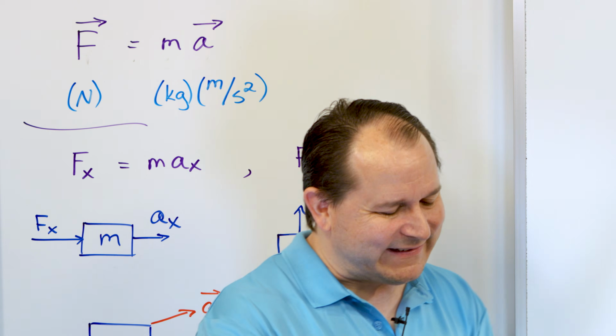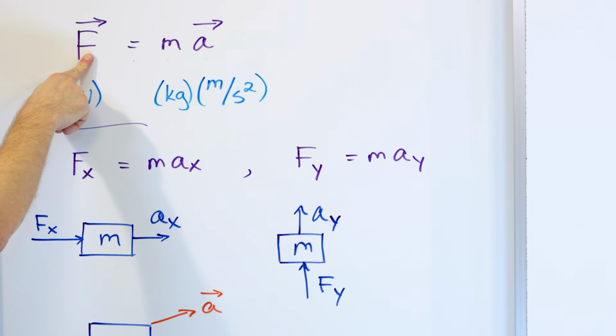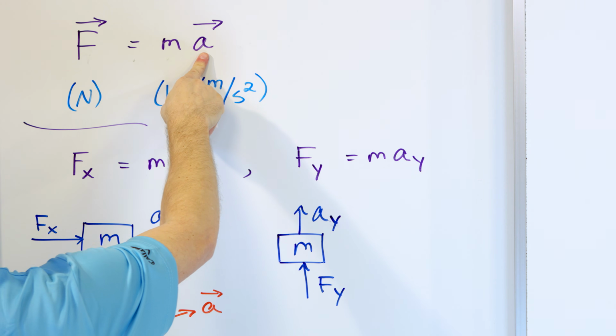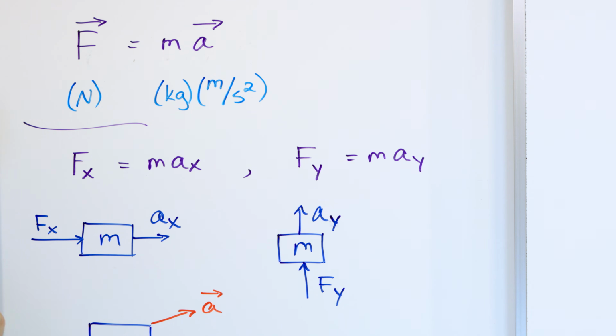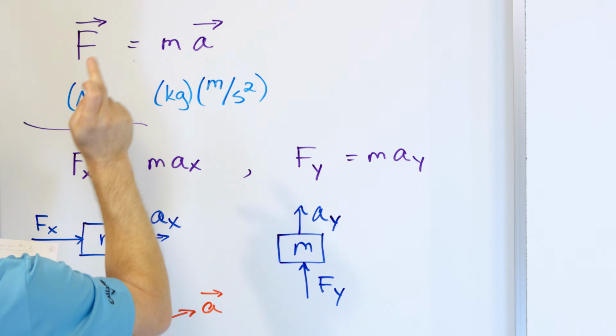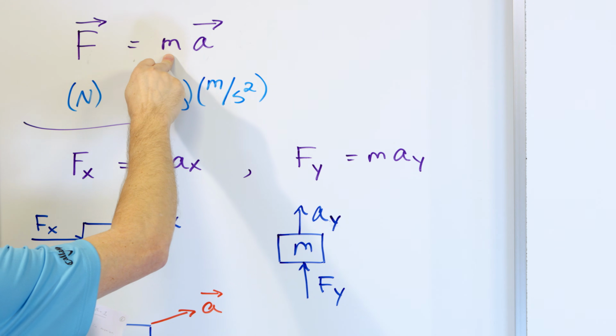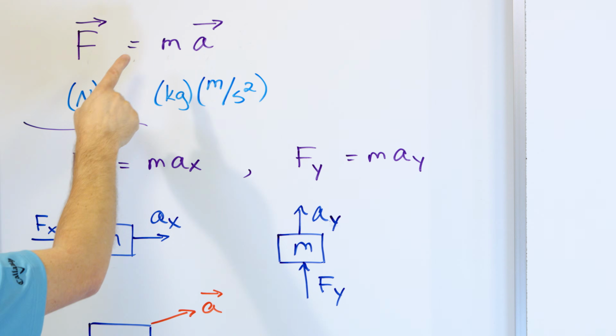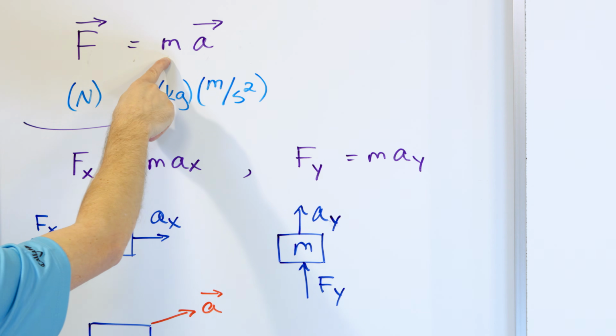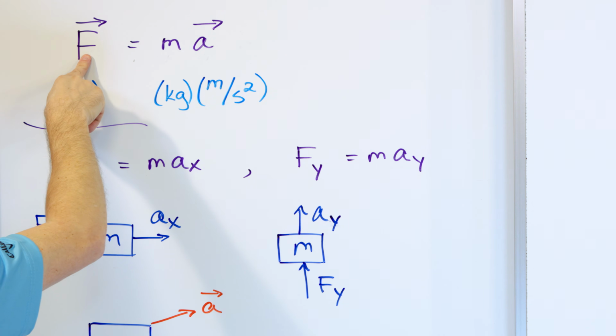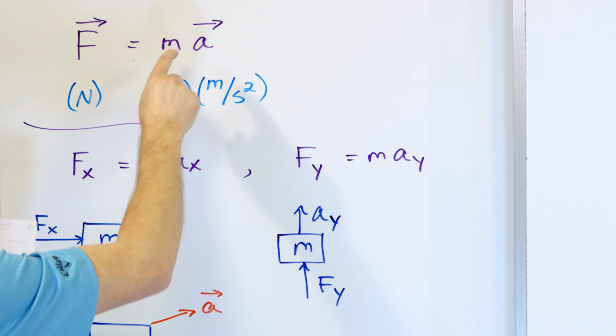So what you can say is that the force in this equation and the acceleration in this equation are basically related to each other by a conversion factor. The conversion factor is what we call the mass of the object, right? So the mass here is telling us how much influence the force has to produce an acceleration.